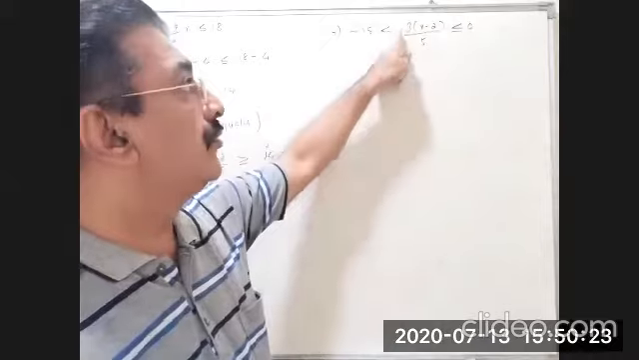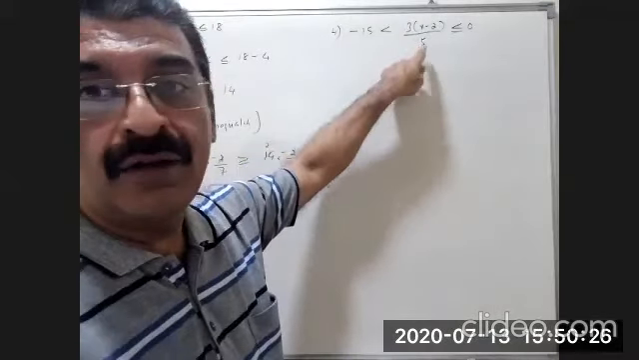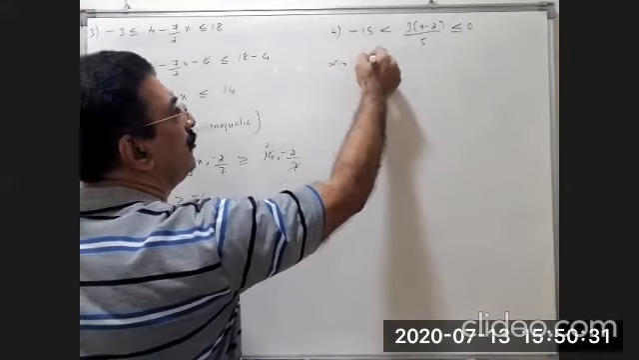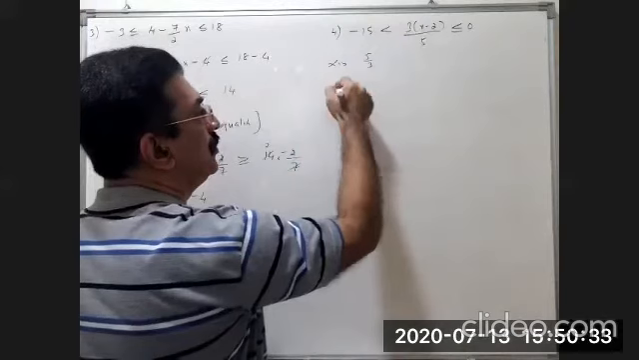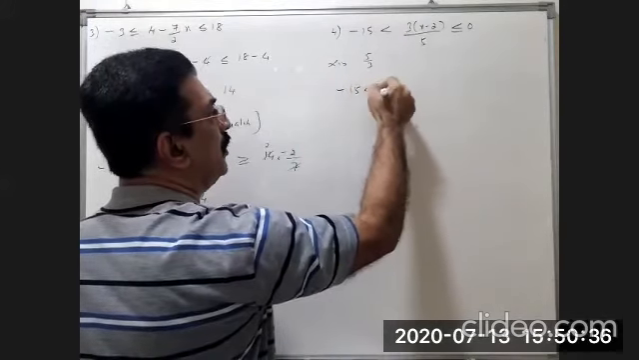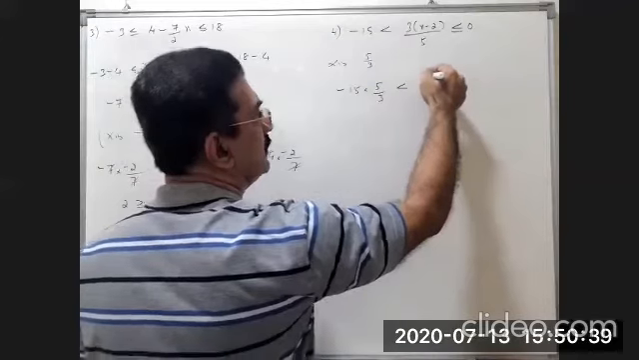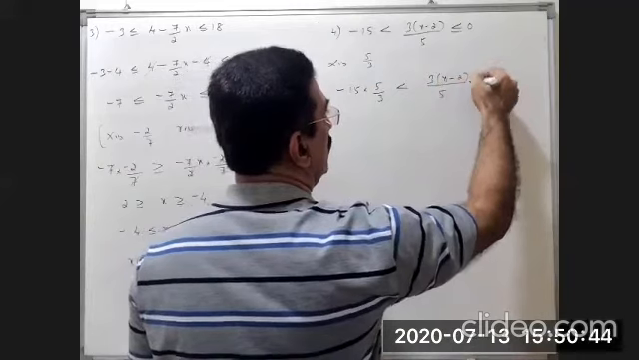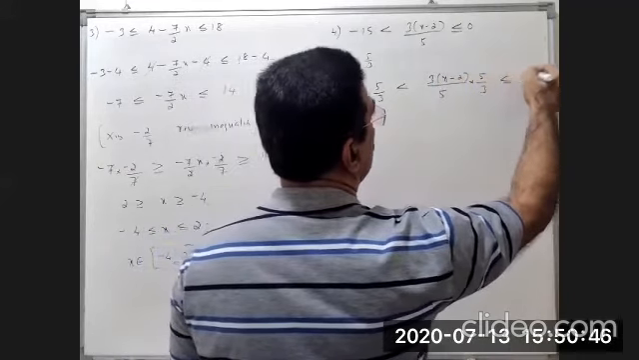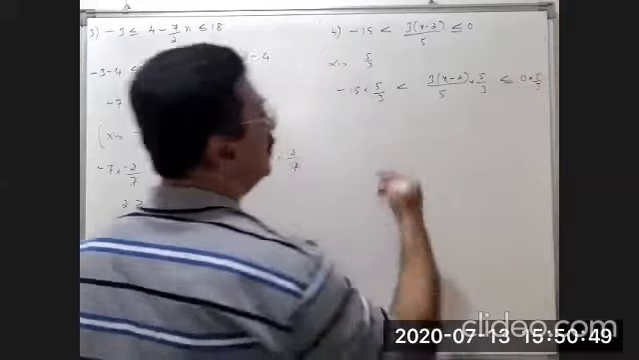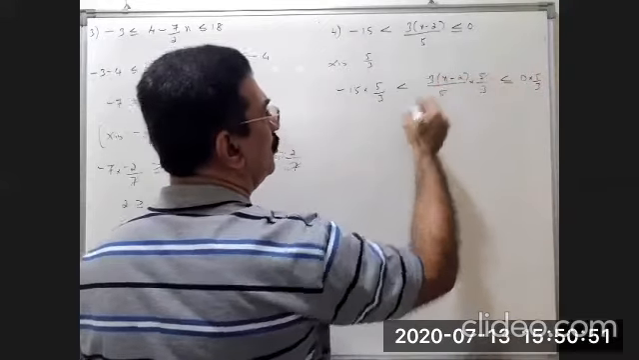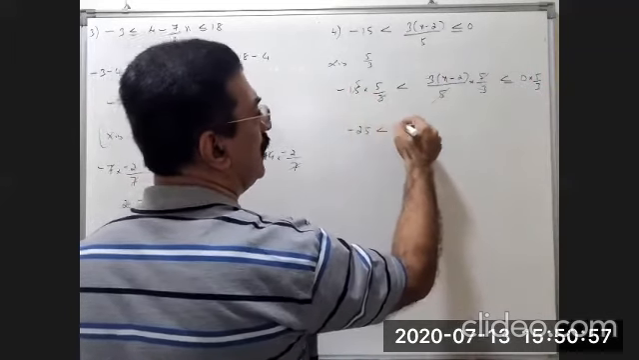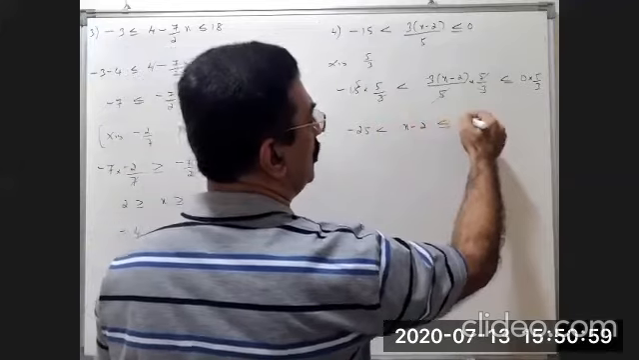Instead of first removing 3 and then 5, do it together. Multiplying with 5 by 3, positive only. So minus 15 multiplied with 5 by 3 less than 3 into x minus 2 by 5 multiplied with 5 by 3 less than or equal to this. See, this 5 goes, 3 goes. Minus 25 less than x minus 2 less than or equal to 0.